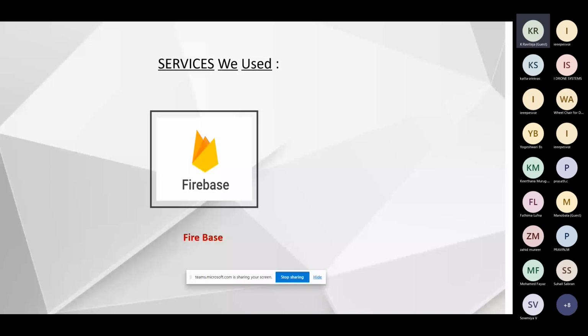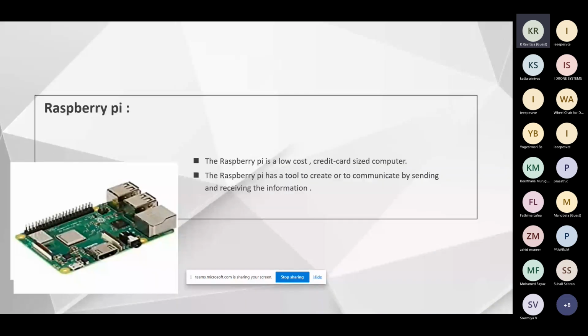Good morning, everyone. My name is Vijay Kumar. I'm from CMR SET, IEEE third year. The components we used here are Raspberry Pi. First of all, the Raspberry Pi is the main component in our project. Raspberry Pi is a low-cost, credit card sized computer. This Raspberry Pi is the medium between the GPS module and the system software.